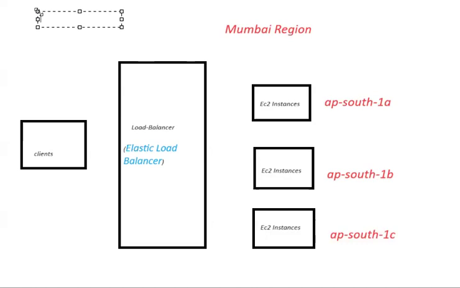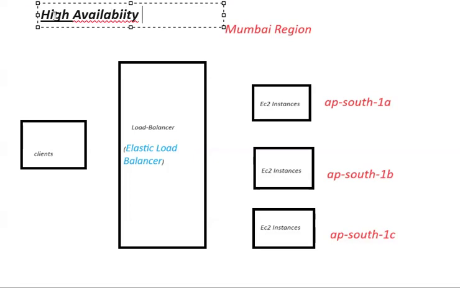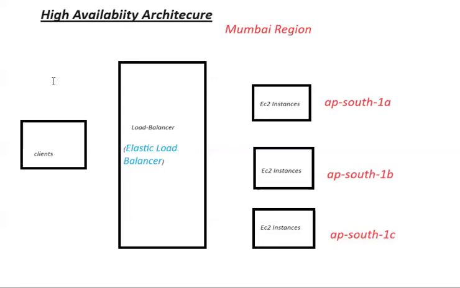This is how you can provide high availability. By using a real-time architecture, we are trying to provide high availability. So let me write the name: high availability architecture. This is how we provide high availability.